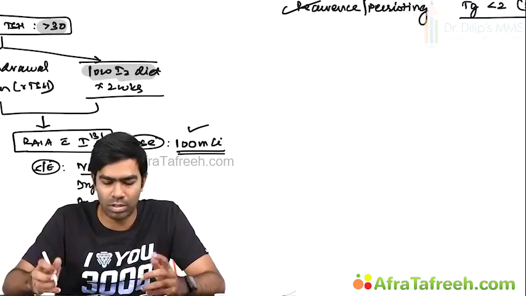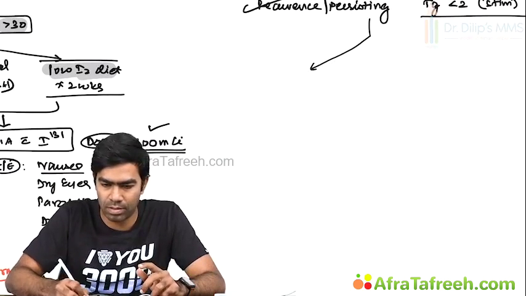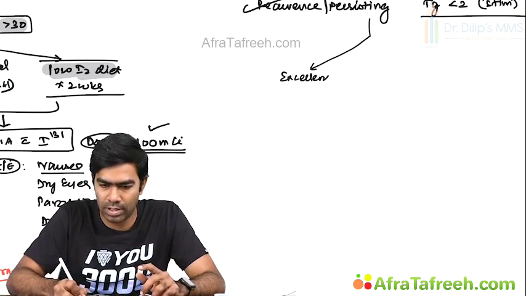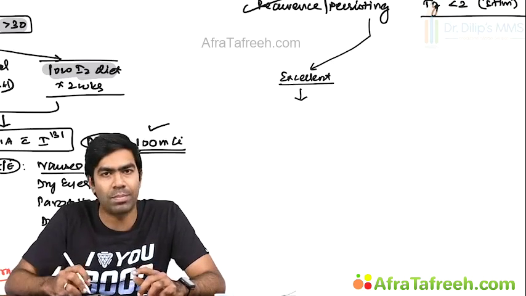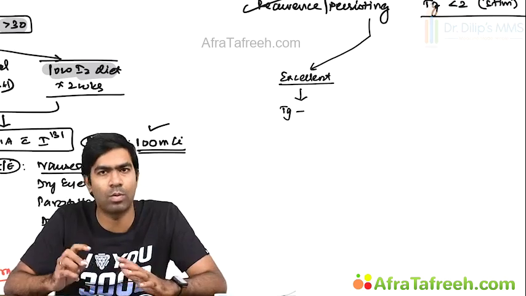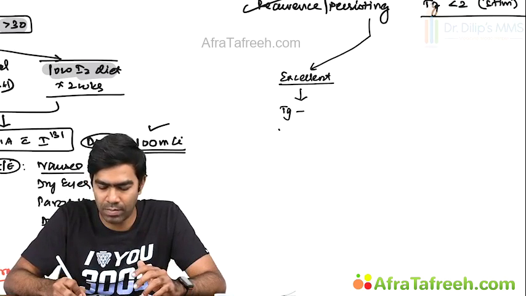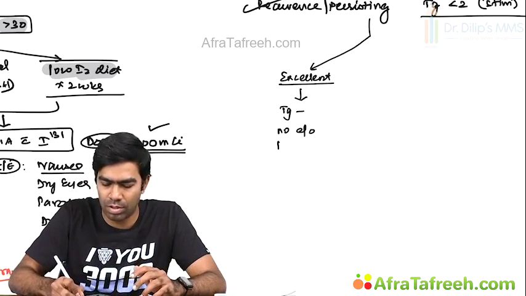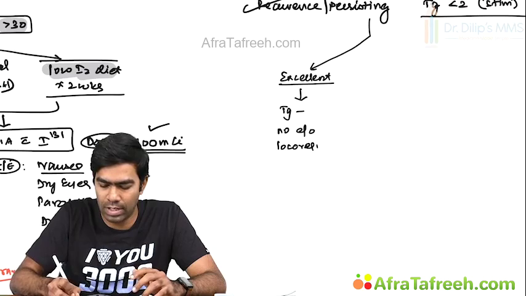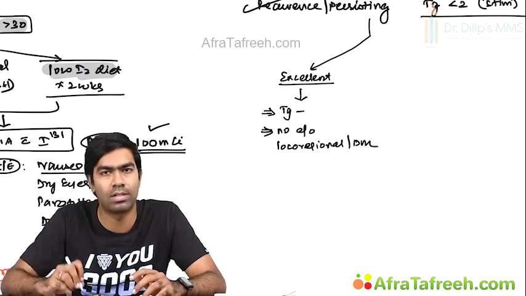So based on this, I'm going to divide where the patient is having an excellent response. Excellent response is defined as where the patient is not having any thyroglobulin positivity, which means thyroglobulin is below the cutoff. I call it thyroglobulin negative. At the same time, the patient will have no evidence of locoregional disease or distant metastasis.